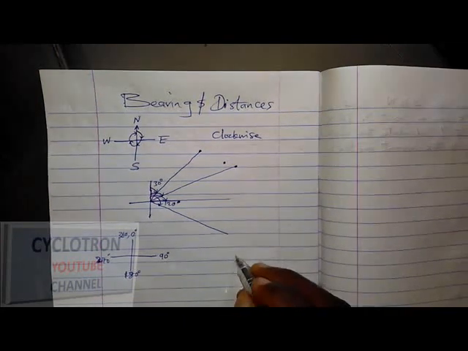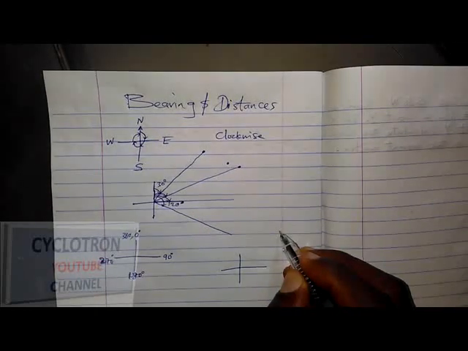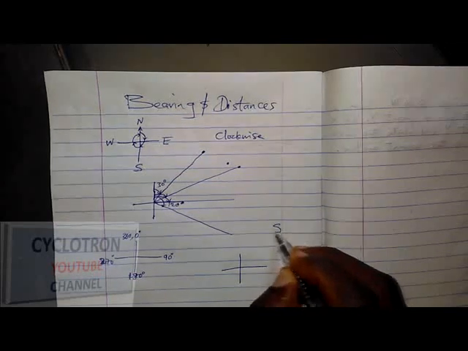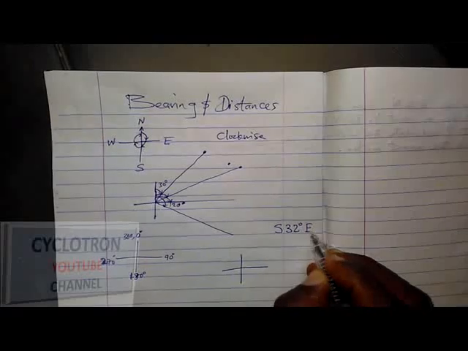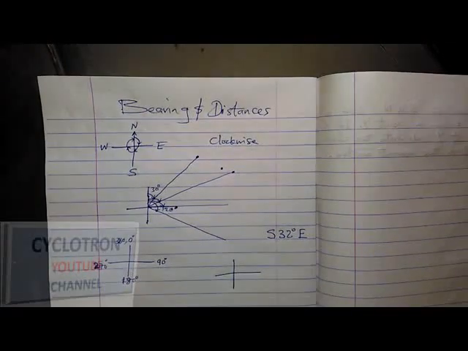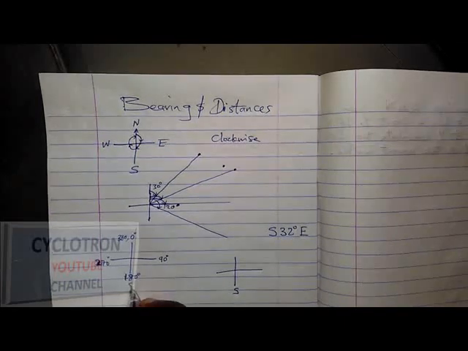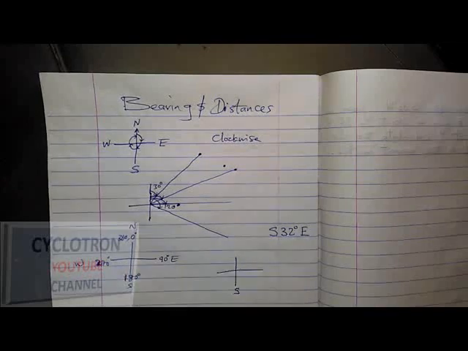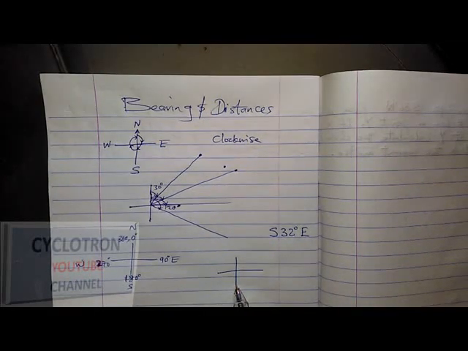There is another one. You can mention something like south 32 degree east. What does it mean? You start from the south. This is the south. This is the east. This is the west. And this is the north. South means you start from the south. Where is the east? This is the east.